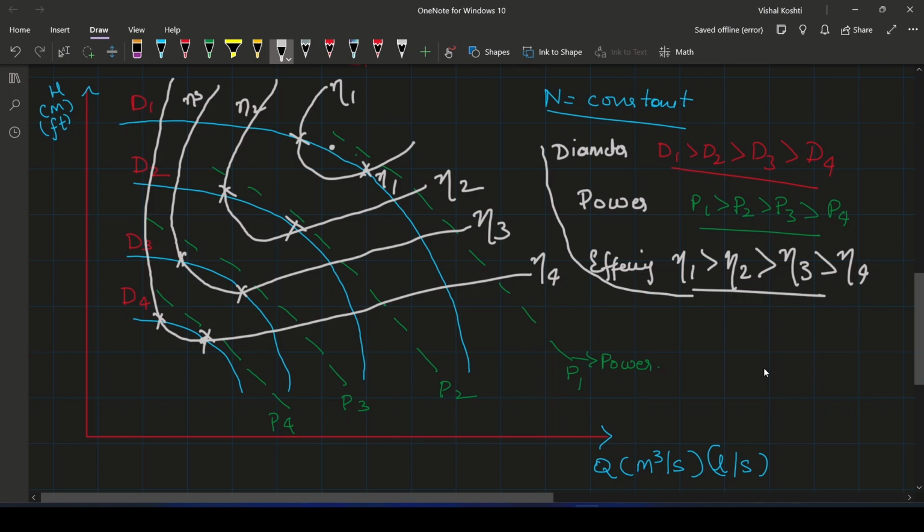Okay, we can notice that over here as the diameter decreases, the power consumption also decreases, but the efficiency drops. Okay, we can see that eta 4 efficiency is lower than eta 1. As we increase the diameter, we will get the maximum efficiency, but the power consumption will also be very high. Now let us look into a real family of curves of a pump.